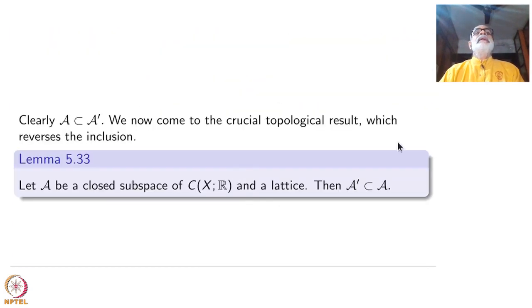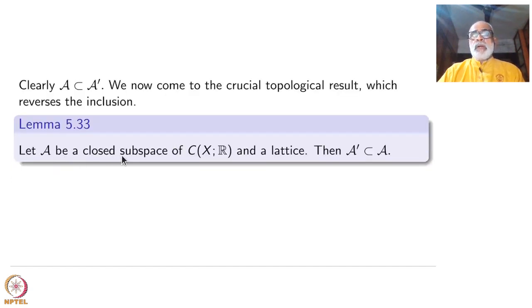Now, clearly, I told you A is contained in A prime. The crucial topological result, which reverses the intuition, is this: let A be a closed subspace of C(X,R) and a lattice. In particular, if it is a closed subalgebra, then these two conditions are satisfied. Then this A prime is contained inside A. In other words, these two are equal.